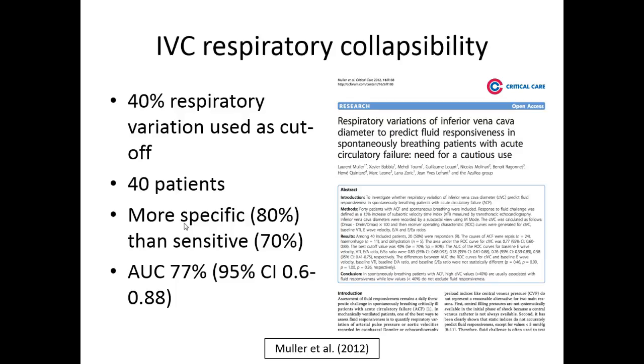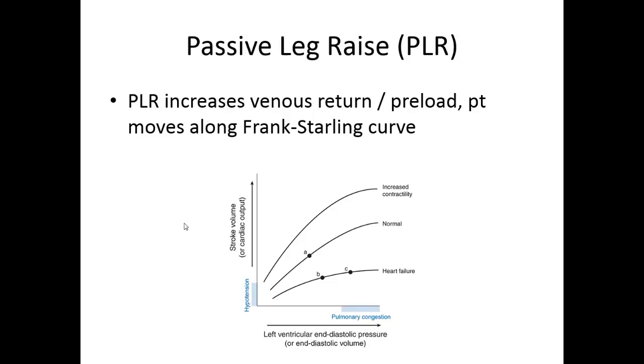These folks took 40 patients who were hypotensive, 40 spontaneously breathing patients. This is one of the stronger ones from the spontaneously breathing population. And as you can see, it was 80% sensitive, 70% specific. So you're going to miss 20% of the patients that need the bolus, and you're going to give 30% of the patients that don't need a bolus one anyway. But it's difficult in spontaneously breathing patients. This may be the best tool we've got.